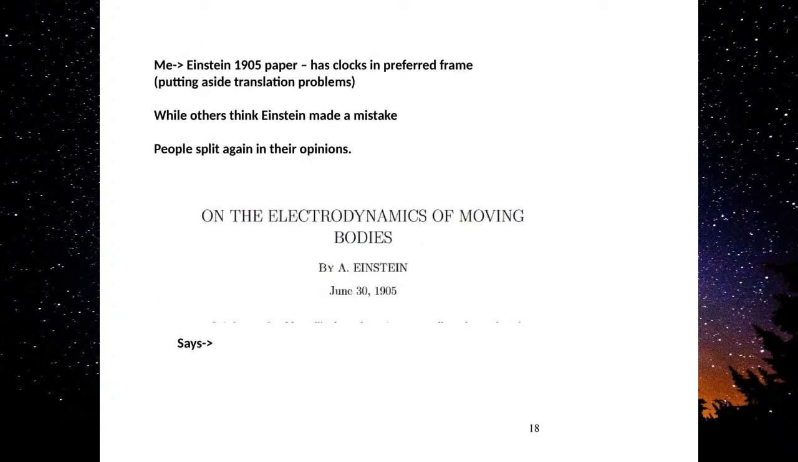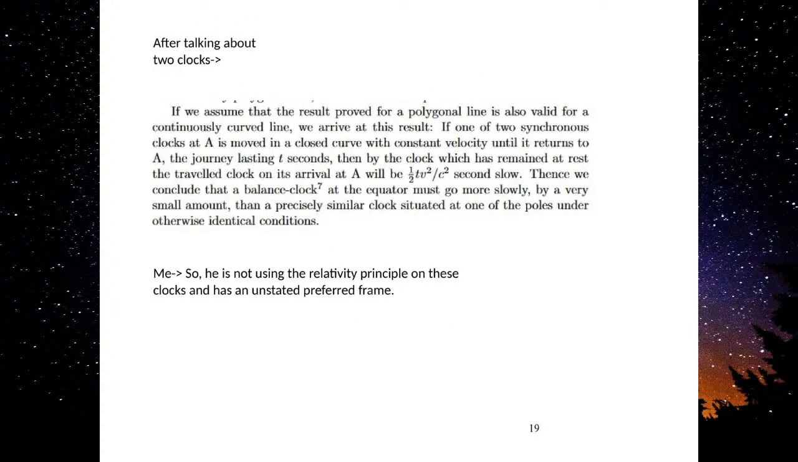So if we go back to Einstein in 1905 on his paper where he starts special relativity, Einstein has clocks in a preferred frame, and I'll put aside translation problems. I've dealt with a lot of translation problems in Einstein's paper, and I'm putting aside that issue. People were just split in their opinions from reading Einstein's 1905 paper on special relativity. And so the paper says the following.